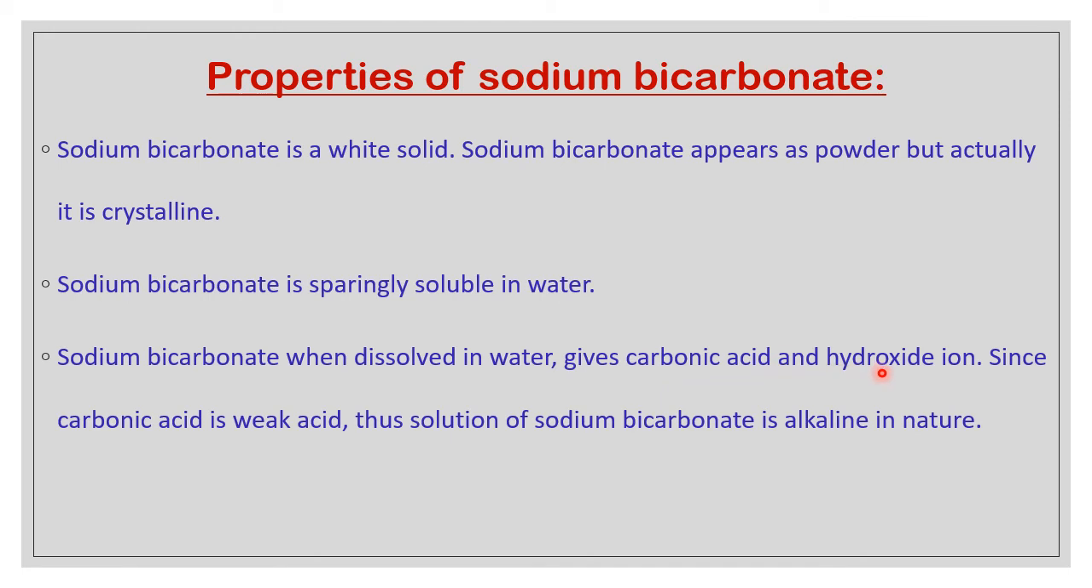So the products are what? H2CO3 and NaOH. H2CO3 is a weak acid. NaOH is a strong alkali, and it is the sodium hydroxide that dominates. Therefore, when the sodium hydroxide dominates, the resultant product is alkaline. So since carbonic acid is a weak acid, the solution of sodium bicarbonate is alkaline in nature because of the formation of sodium hydroxide solution. That means sodium bicarbonate in water is alkaline, basic.